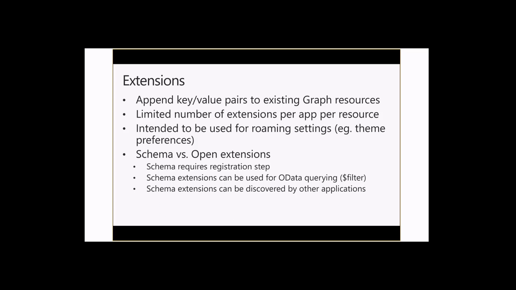If you want your extensions to be used for OData querying, like filter and select, you should use a schema extension. Similarly, if you want other applications to discover the shape of your extension, you should use a schema extension. If you're storing property bag data that's specific to your application, we recommend using an open extension.